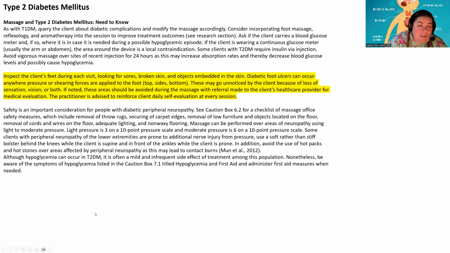Safety is an important consideration with people with diabetic peripheral neuropathy. They can't feel things. So make sure that you have removed things that they can trip on if they can't see well, if they can't lift their legs well, and use light pressure on them. All right.